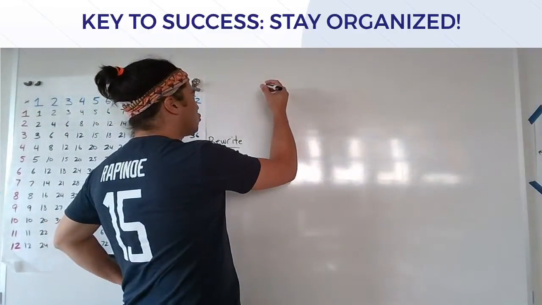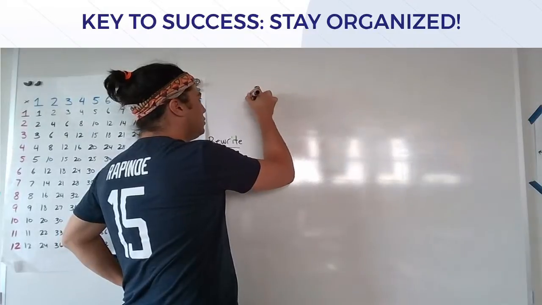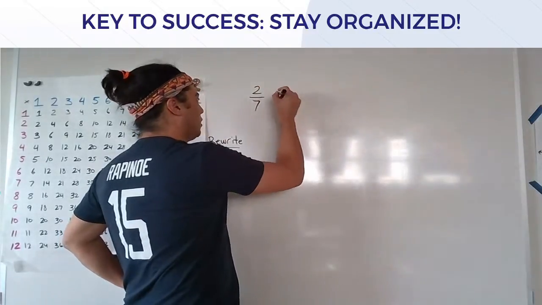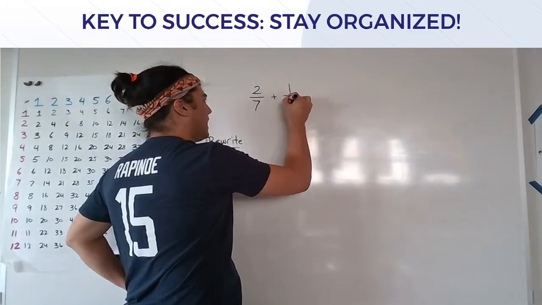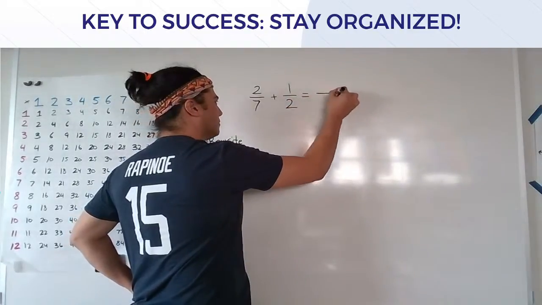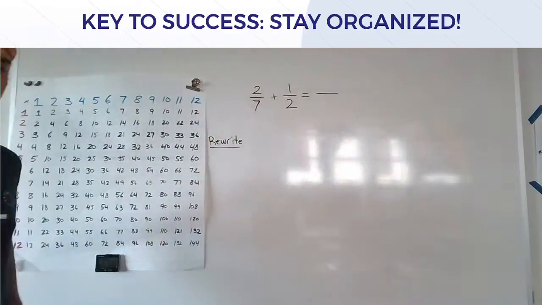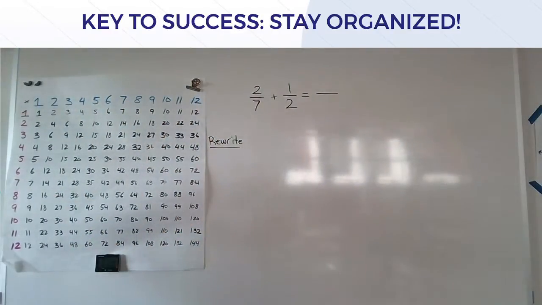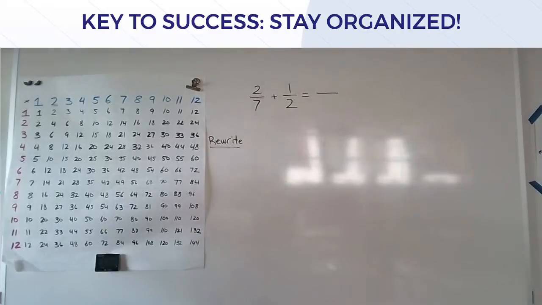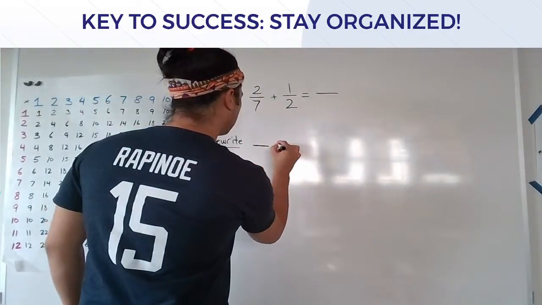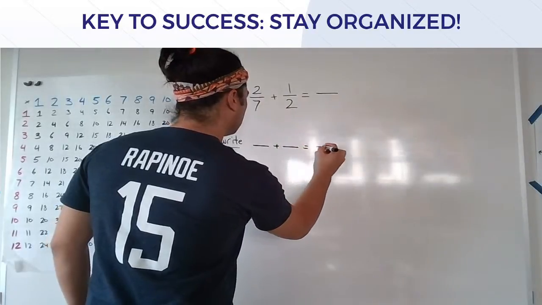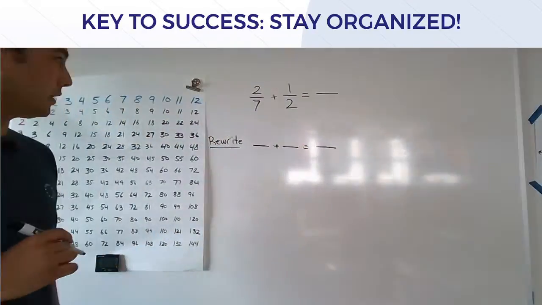Okay, so let's try 2/7 plus 1/2. 2/7 plus 1/2. Okay, we're going to rewrite directly below. Something plus something equals something.